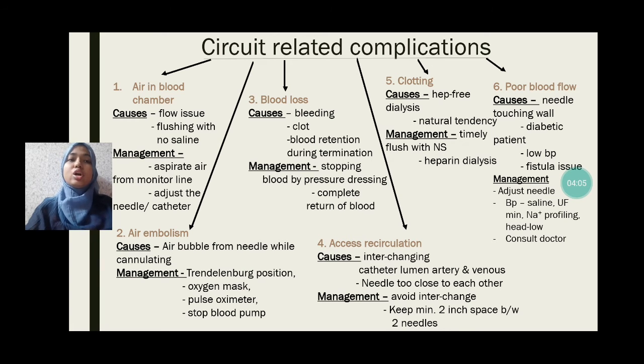Access recirculation. Access recirculation is caused due to interchanging of the catheter lumens, that is the arterial lumen and the venous lumen. The catheter is designed in such a way that the tip of the catheter is the venous point, and the holes that are present on the pipe of the catheter are the arterial points. So if interchanging is done, then the blood entering the patient and the blood going outside the patient will be interchanged. Okay, and needles too close to the veins.